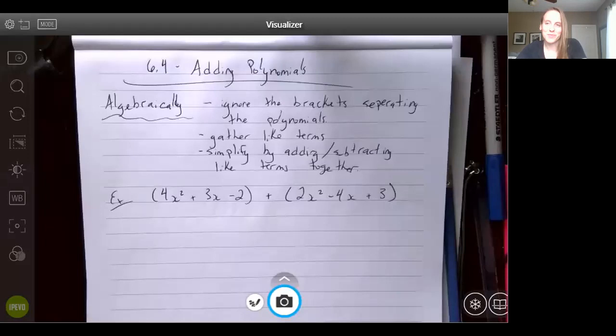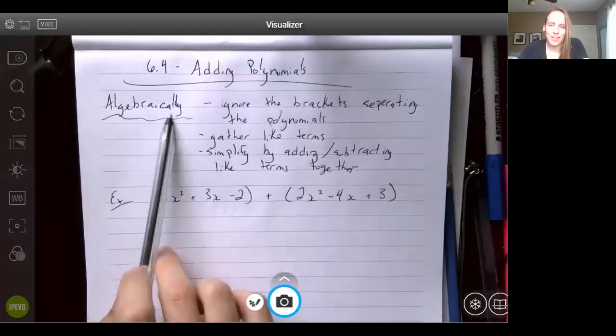Guys, so today we're actually going to start our lesson on how to do different operations between different polynomials. So today's lesson is adding polynomials, and it's really simple. It's pretty much the exact same as the gathering like terms lesson that we did yesterday. So this is lesson 6.4, adding polynomials.